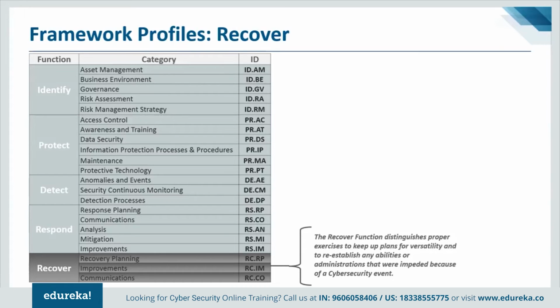These five functions were selected because they represent the five primary pillars for a successful and holistic cybersecurity program. They aid organizations in easily expressing their management of cybersecurity risk at a high level and enabling risk management decisions.